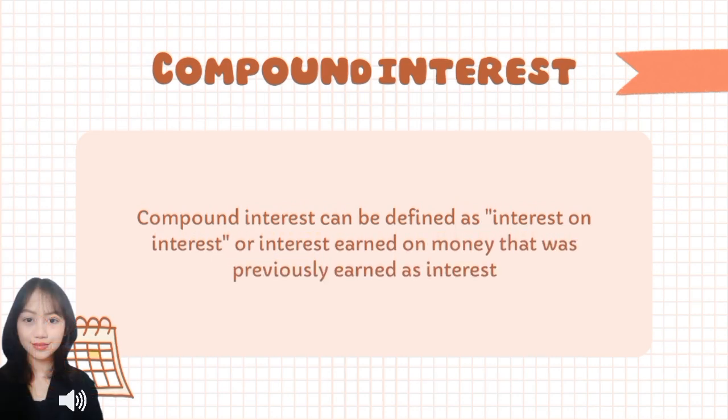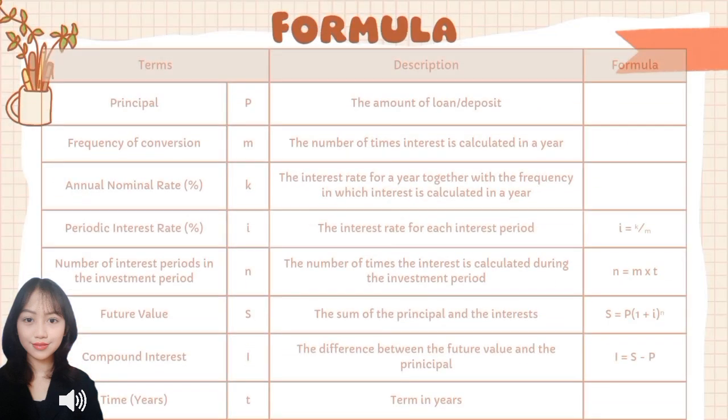I'm going to start off by explaining what is compound interest. Compound interest can be defined as interest on interest, or interest earned on money that was previously earned as interest. These are the list of terms and formulas that I used in compound interest.